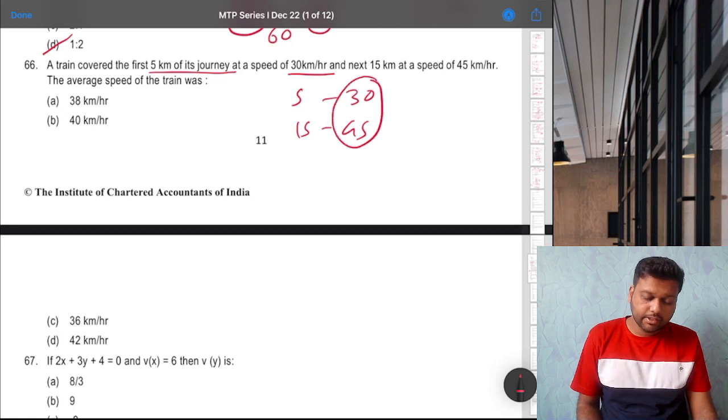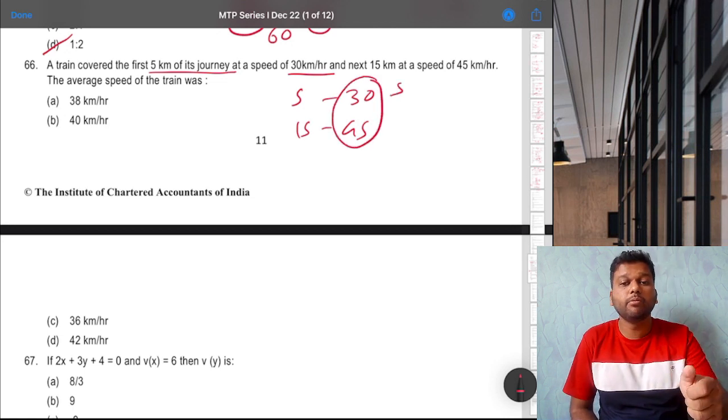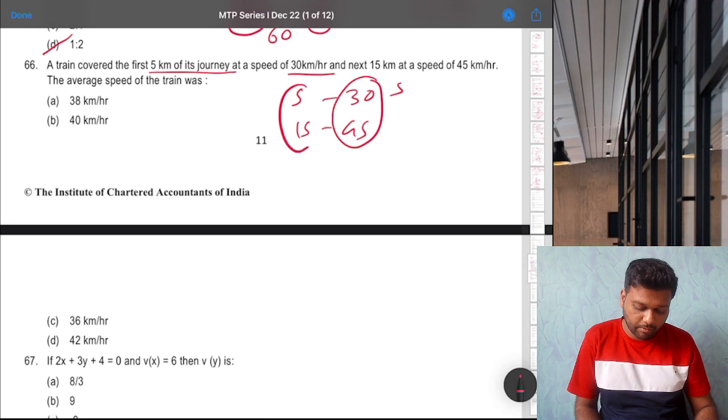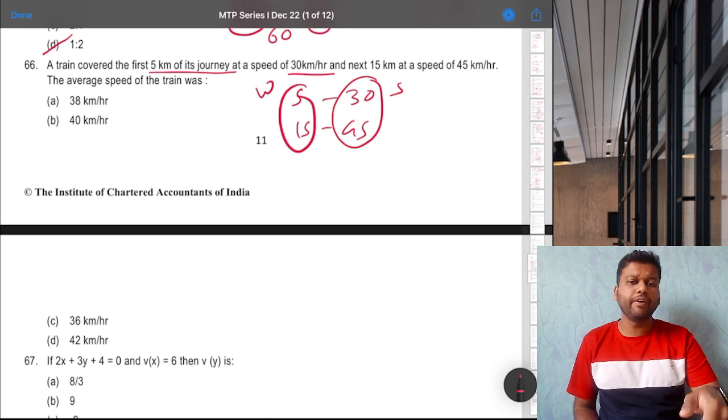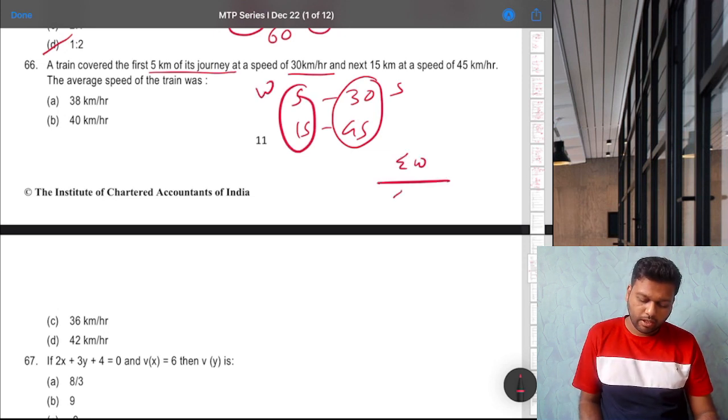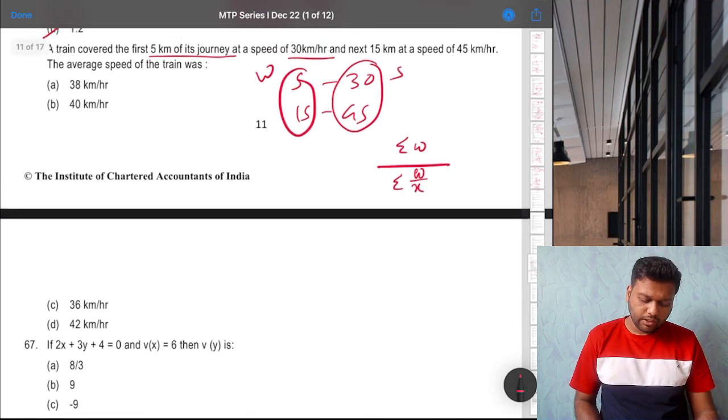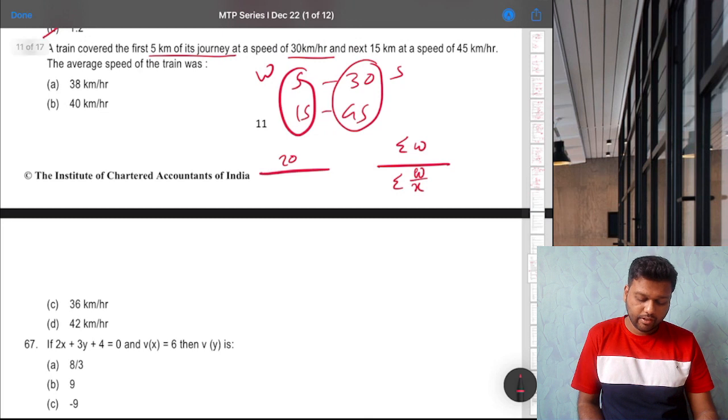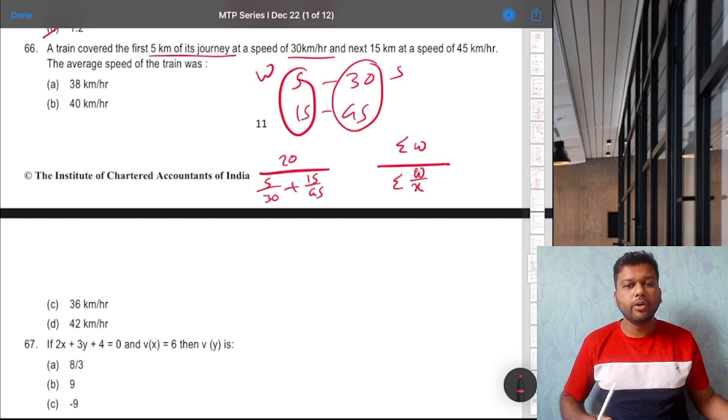Understand? So this is the speed. Okay, we have to take harmonic mean of the speed, but it is weighted harmonic mean because these are the weights. What is the formula of weighted harmonic mean? Summation W upon summation W by X, right? So summation W is sum of weights, which is 20, by summation W by X, so 5 by 30 and 15 by 45, right? Do it on calculator only.